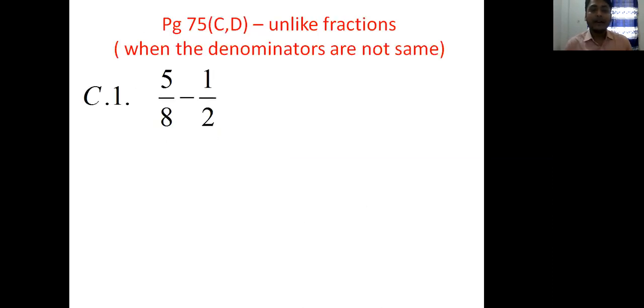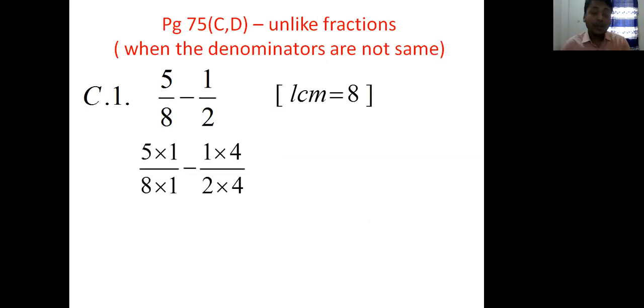Here they don't have the same denominator. So if they don't have the same denominator, what do we have to do for a mixed fraction or normal fraction? No problem, we have to make them common. Here 2 fours are 8, so the first one has to be multiplied by 1, the second one by 4. Finally we got the same denominators, 8 and 8.